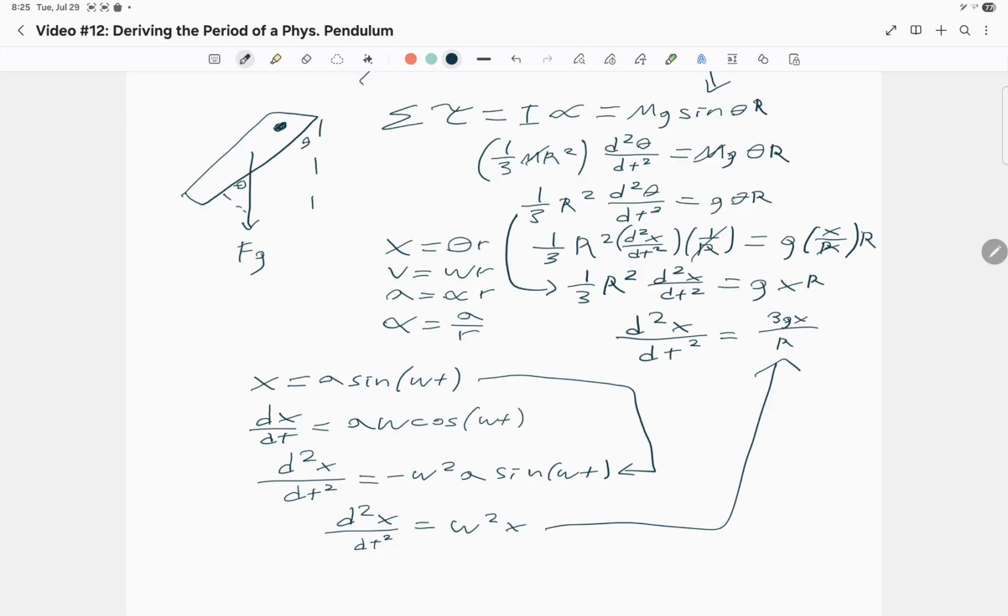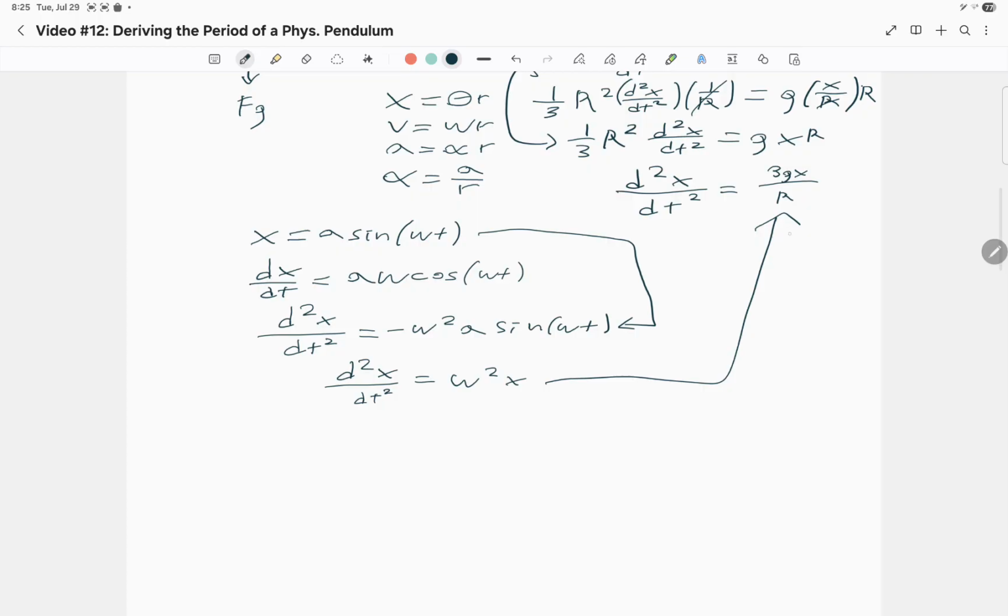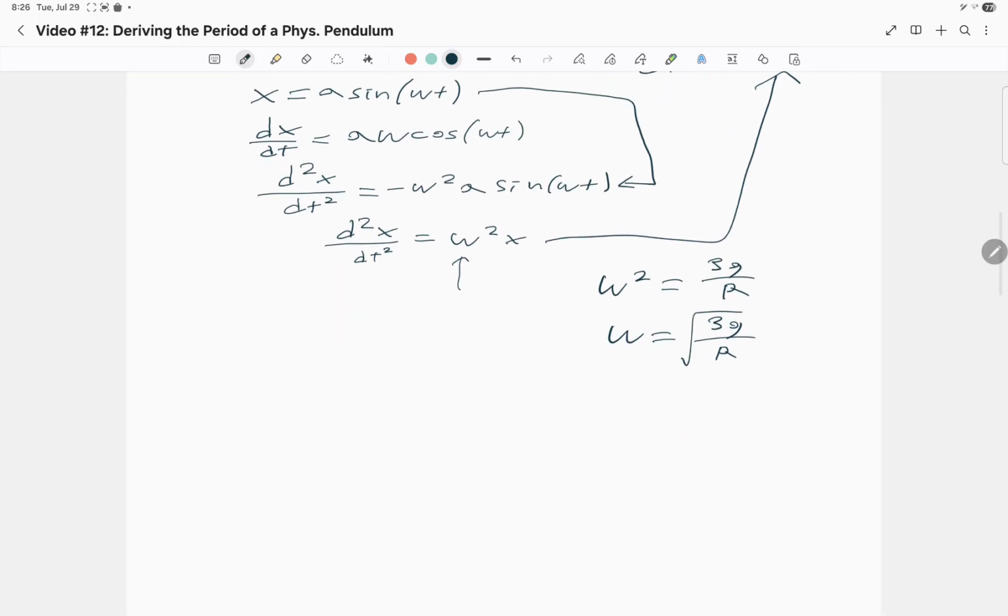Yes, that's right. Now if we look in front of the x, we have 3g over r, which is going to be equal to the coefficient we have in front of the x here, right? So we're going to end up with omega, angular frequency, squared equals 3g over r. So angular frequency equals the radical of 3g over r. But this is angular frequency, and we don't want that. We instead want the period.